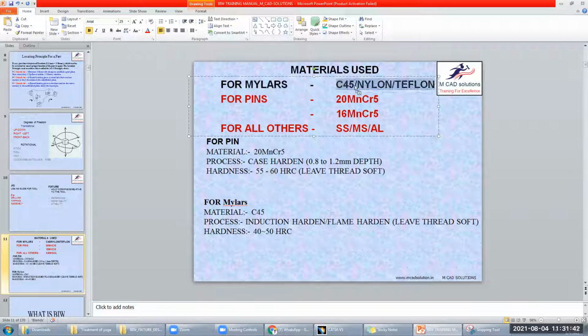Now the material. This is C45. C45 means what? It is an alloy having a carbon percentage. What happens if we increase the carbon percentage in the metal? It increases the strength, or rather the hardness, of the material. Okay. So if hardness is less, then what is the problem?